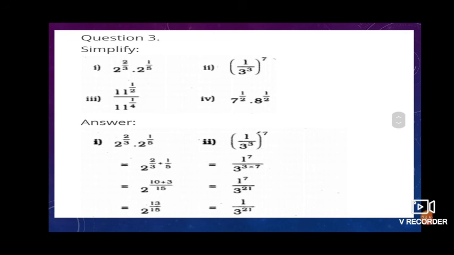Same way here, children, 1 by 3 to the power 3 whole to the power 7 is applicable for both 1 and 3 to the power 3. So whenever we apply it, we get 1 to the power 7 by 3 to the power 3 into 7. 1 to the power anything, however many times we multiply, we get 1 only, and 3 to the power 21.